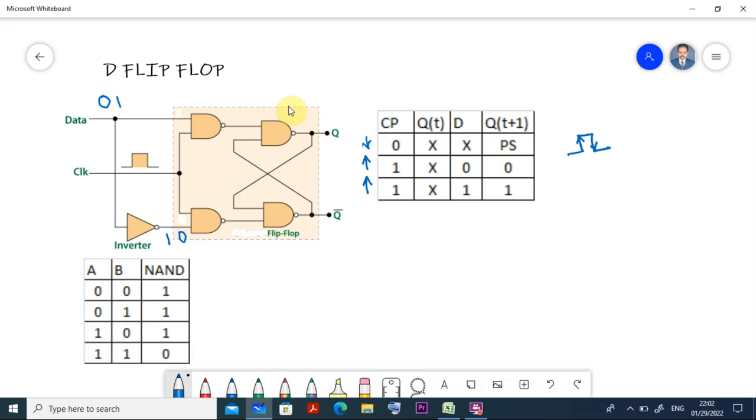Now in the case when the clock pulse is equal to 0, what will happen? He is telling whatever input you provide at the D, what is the Q? Whatever input you provide at the D, suppose at D I provided 0.